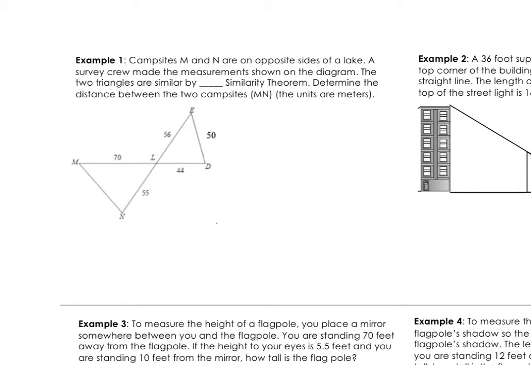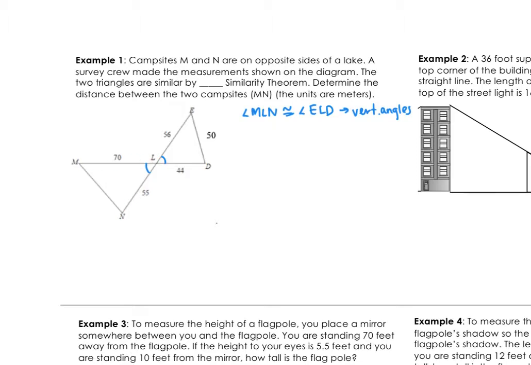Well, one thing I know is that these angles are congruent. So angle MLN is congruent to angle ELD, and the reason is they're vertical angles. And then since that angle is congruent, we want to check if these are similar by side, angle, side, since this angle is the included angle of these two sides.